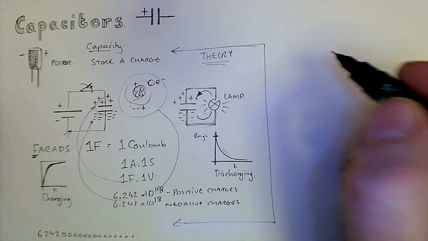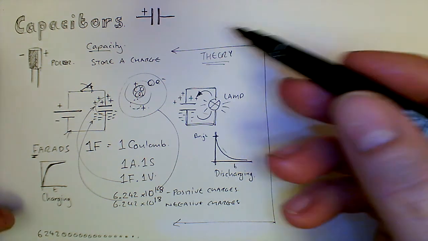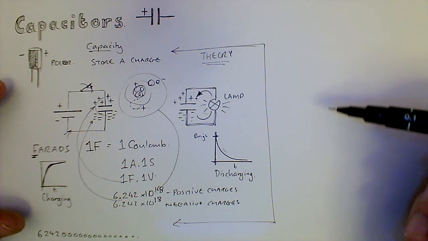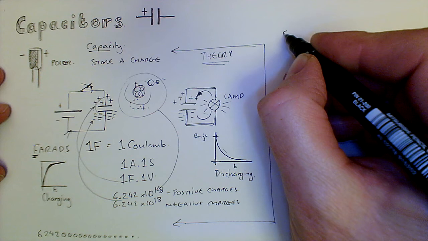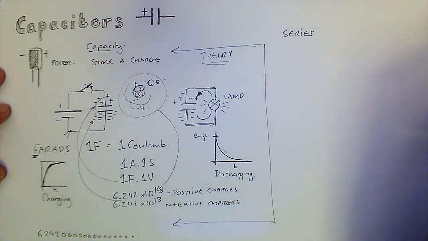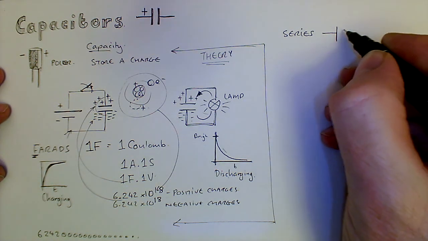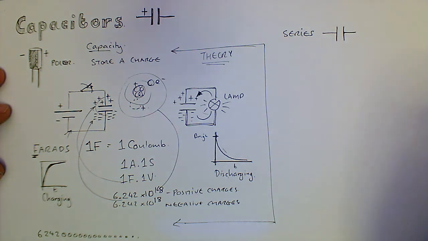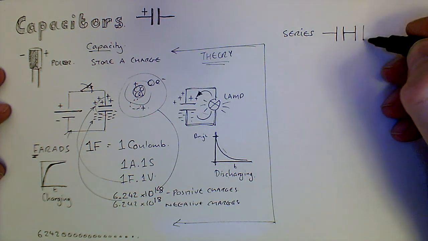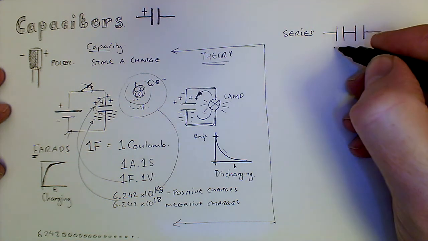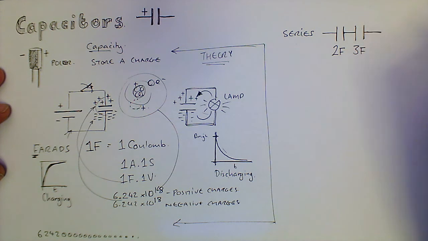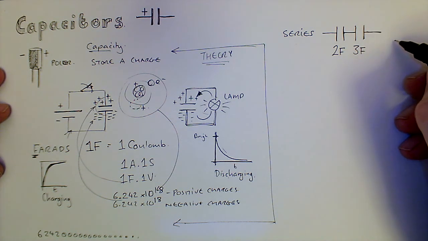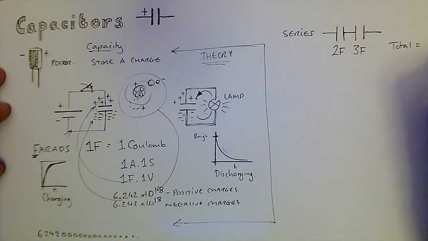I'm going to pose you a little question. I'm going to come to the end of this video, pose this question, and then we're going to come back to this setup and look at the answer to the question that I posed. And my question is this. In series, I've got two capacitors, like so. And this one is, for the sake of argument, 2 farads, and this one is 3 farads. The question would be, what is the total in farads?